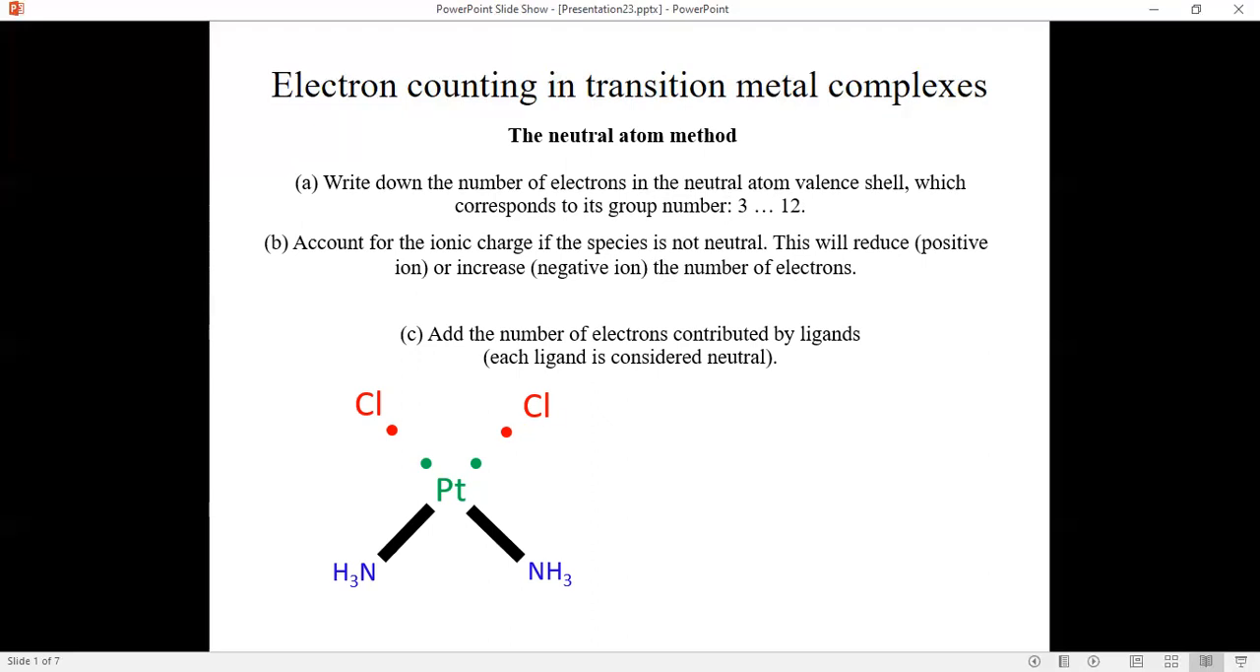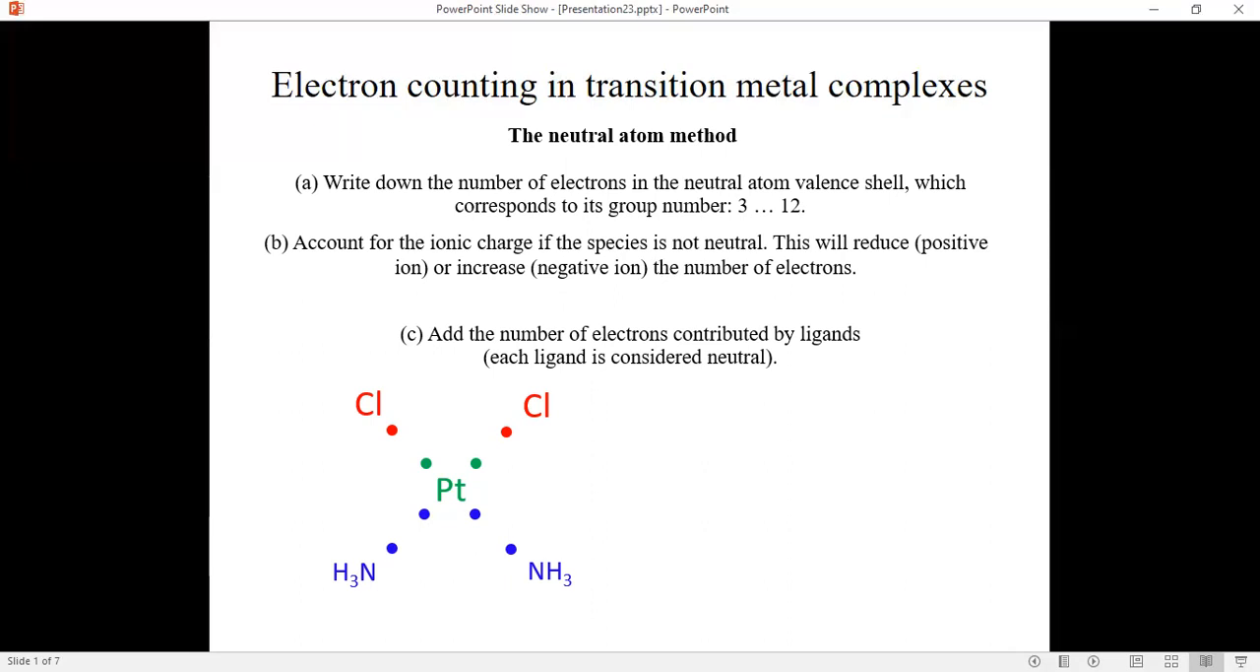So now, what about the amine ligands? In this case, you have to cleave the bonds heterolytically. You have to assign both bonding electrons to the ligand. Only in this case, you're creating a neutral ligand. So the neutral ligand is in this case a neutral ammonia molecule.